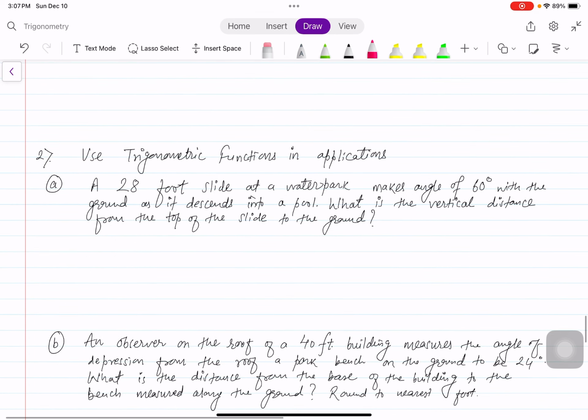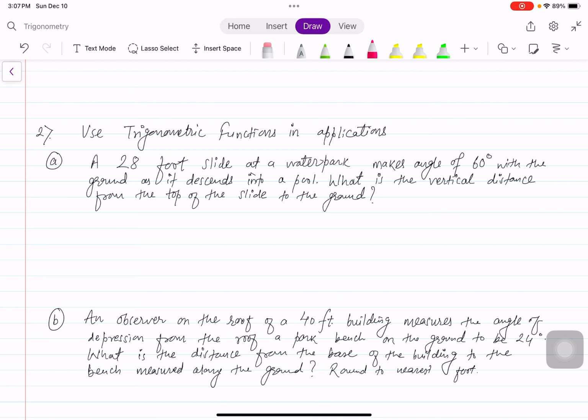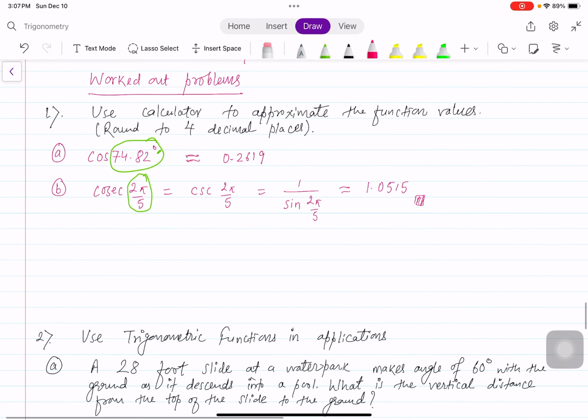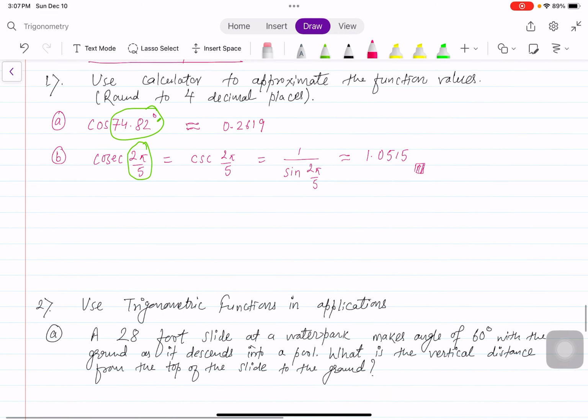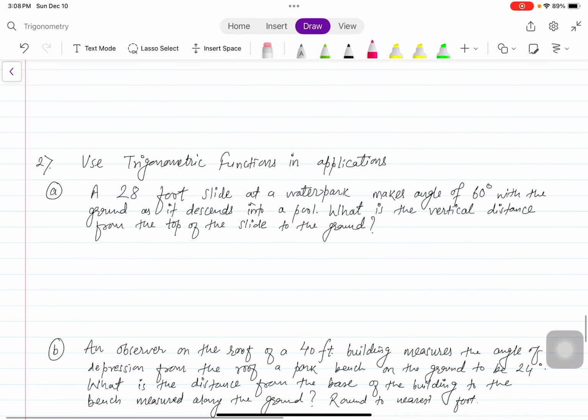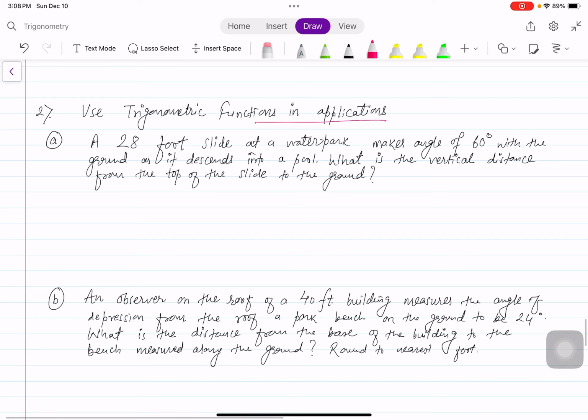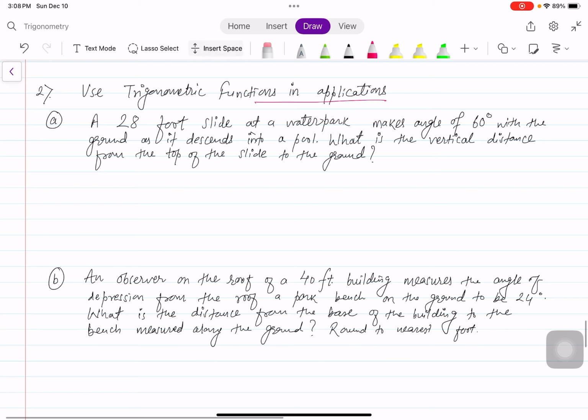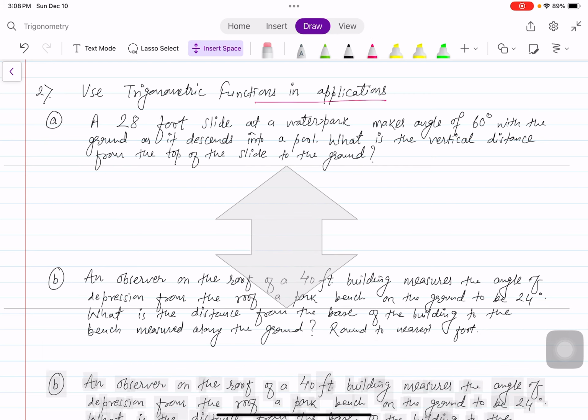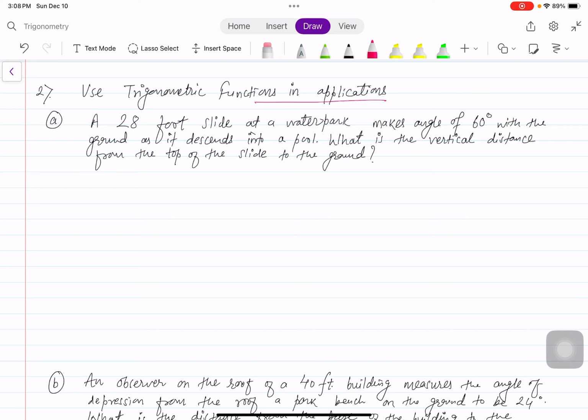I have another problem now. Since we are towards the end of this section, I have some application problems. First of all, I have two problems in application. I want you to pause the video and go through the instructions. Welcome back. I hope you have already read the instructions, and now I'm gonna solve the problem.